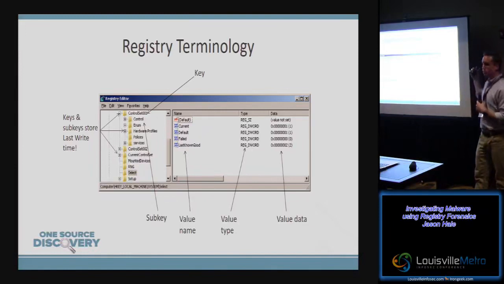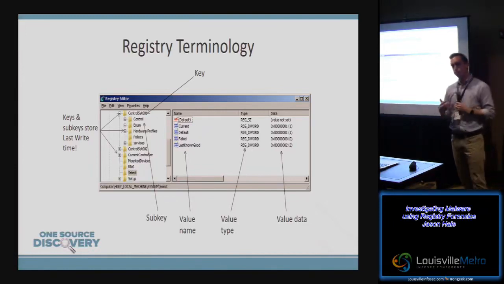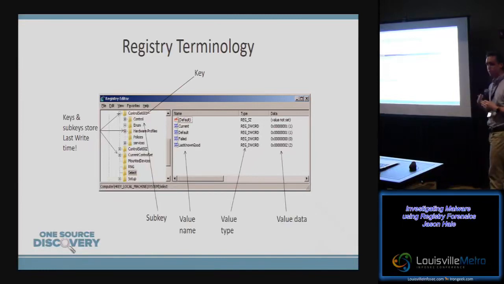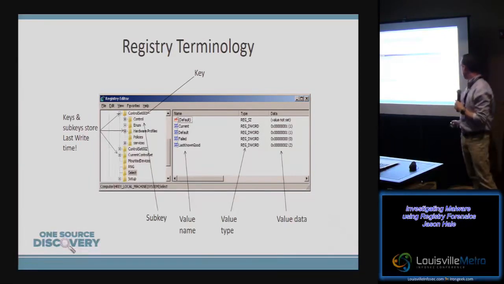But if we know how that particular key is updated, and the frequency and the types of events that update that registry key or the values within that key, then we can make some inferences as to what that last write time actually is. So is that the time when this particular file was accessed, or what does that last write time equate to? Outside of the keys and subkeys, you've got values.